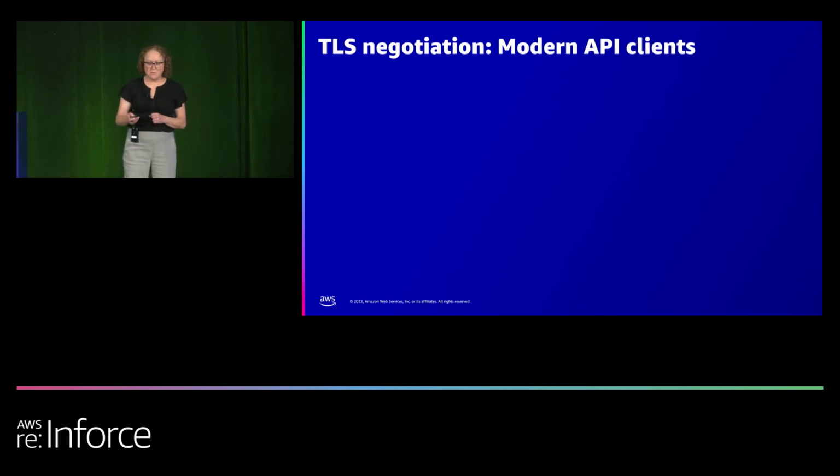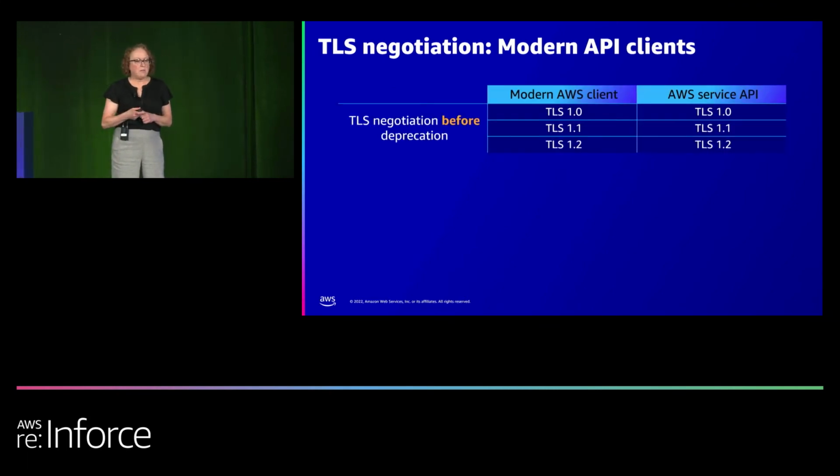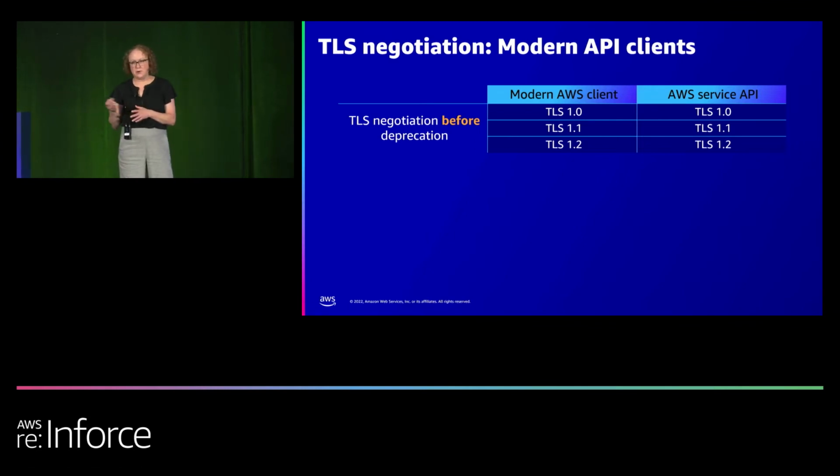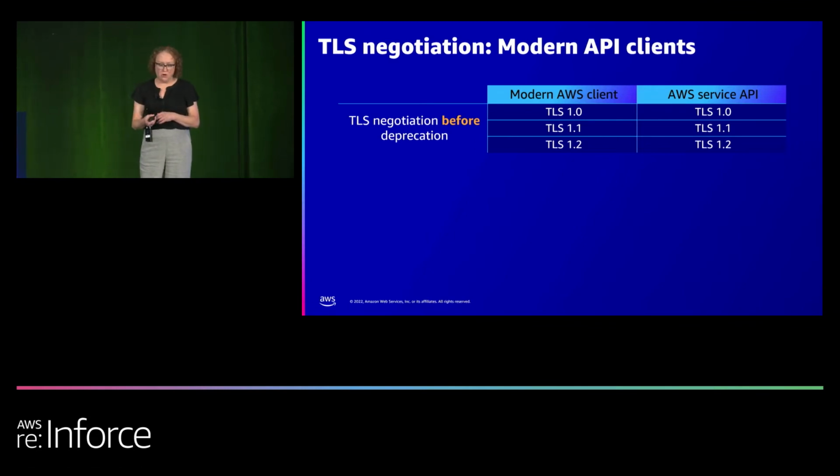Next, we're going to go over a bit more of the impact risk by walking through the TLS negotiation in more detail. So going back to that workflow, if you remember, I talked about in step 2, the TLS negotiation was the only thing that we're changing. So this is specifically focused on how that negotiation occurs. In this case, you have a modern API client that supports TLS 1.0, 1.1, and 1.2. And then the service, pre-deprecation, also supports 1.0, 1.1, and 1.2.